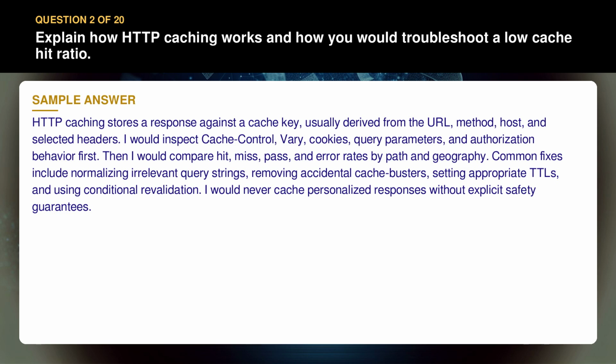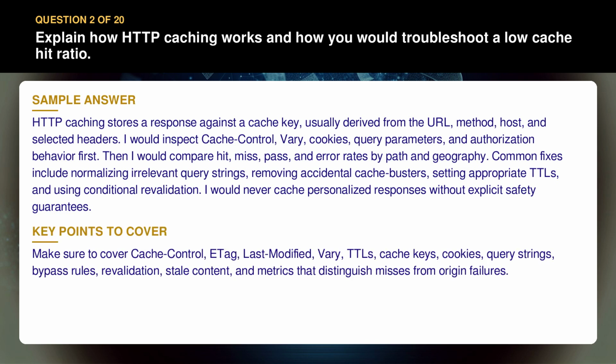Common fixes include normalizing irrelevant query strings, removing accidental cache busters, setting appropriate TTLs, and using conditional revalidation. I would never cache personalized responses without explicit safety guarantees. Make sure to cover cache control, etag, last modified, vary, TTLs, cache keys, cookies, query strings, bypass rules, revalidation, stale content, and metrics that distinguish misses from origin failures.